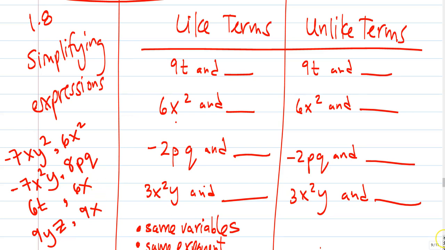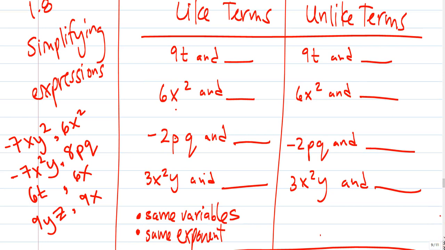Well, I have it defined down here. It's where we have the same variables, so same letters, with the same exponents. So if I got a 9t, I'm looking through here and I'm looking for another one with a t. I see it, 9t, and not the 9, right? That's not the variable. Has to have the same letters, so 6t and 9t would be like terms.